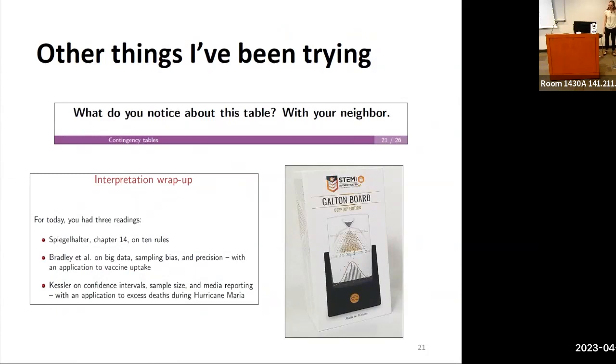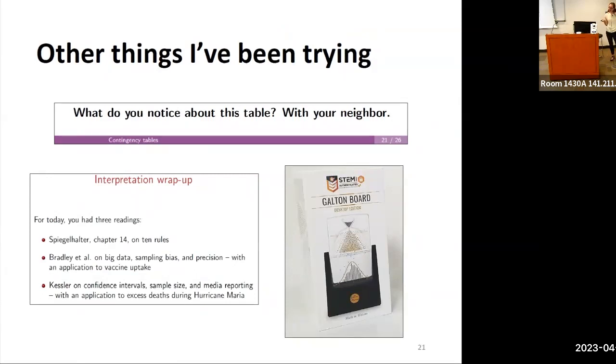Another thing I did this year was a whole day on interpretation wrap up to try to connect all the dots. Okay, now we've done differences in means, and maybe we've done differences in proportions and chi squared tests. We've done lots of different things. What does that look like in the wild when I graduate?